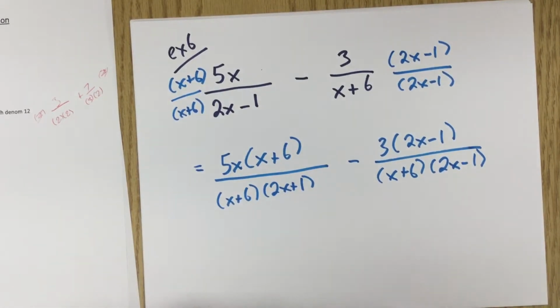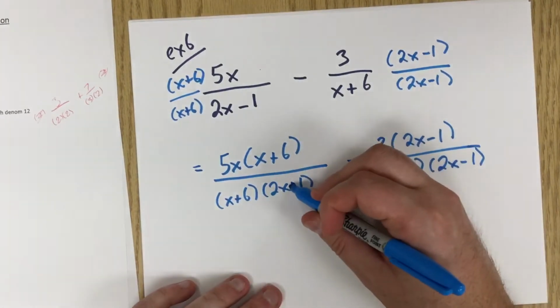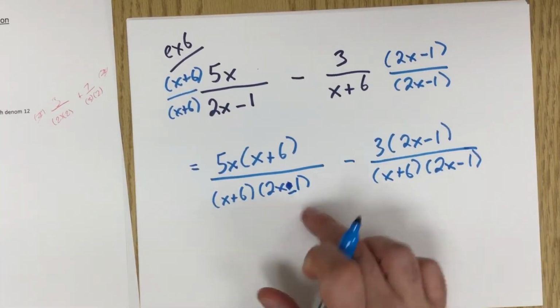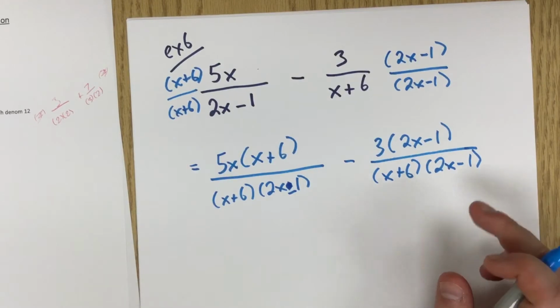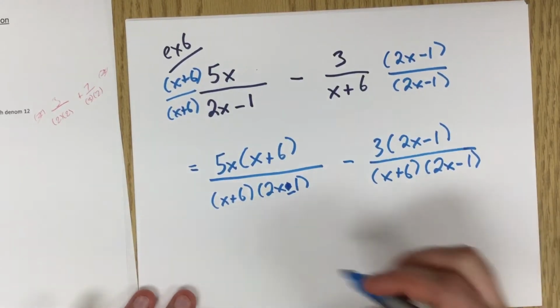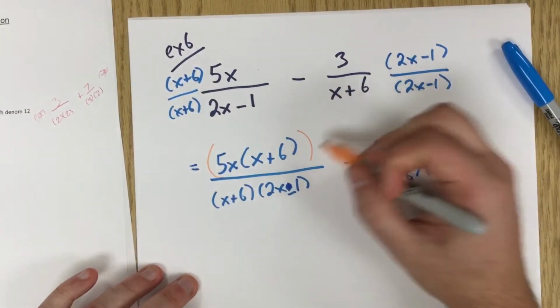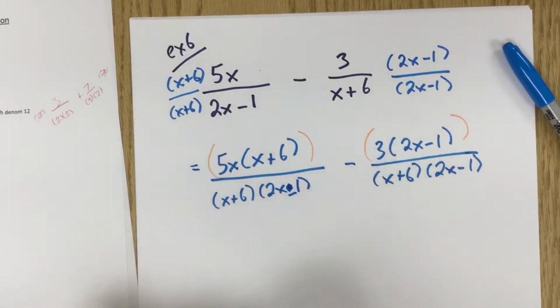Oops, I did something wrong, didn't I? Yes, that should be a minus, because it's 2x minus 1. So now they really are the same. So what we do is we can now add the tops. As we add the tops, though, we're going to remember that there's an invisible kind of bracket on the top there.